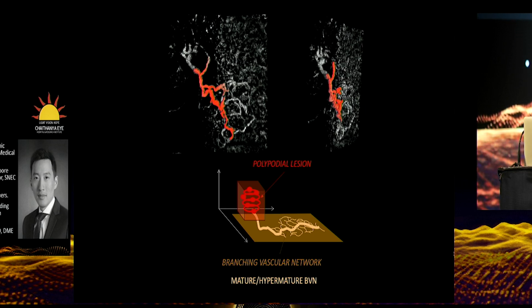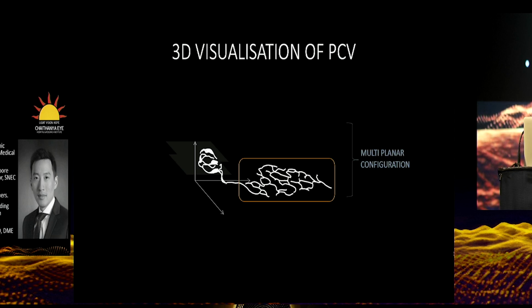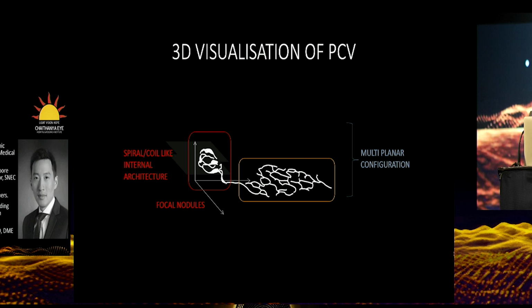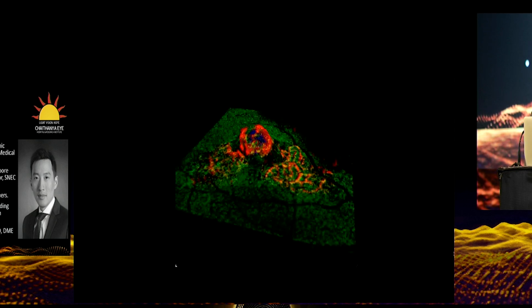So we take it all together, a multiplanar configuration, which we know exists. What perhaps is interesting is the spiral coil-like internal architecture rather than a large polypoidal lump, with focal nodular bits around the coiled architecture, and of course this matured or hypermatured branching vascular network that we notice.